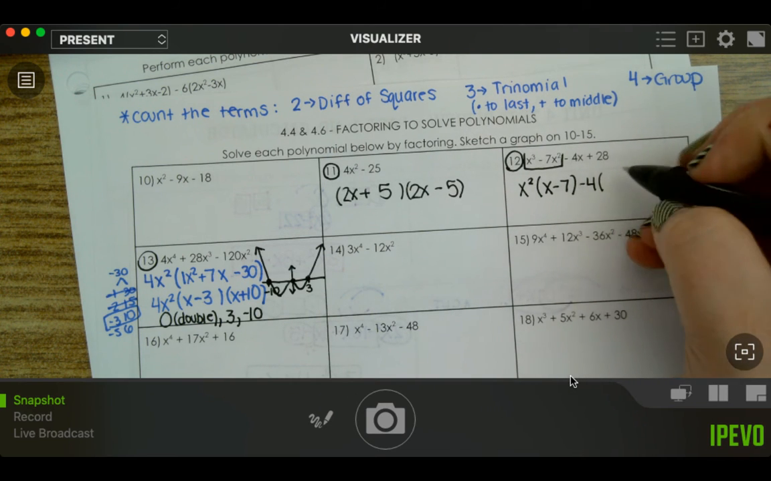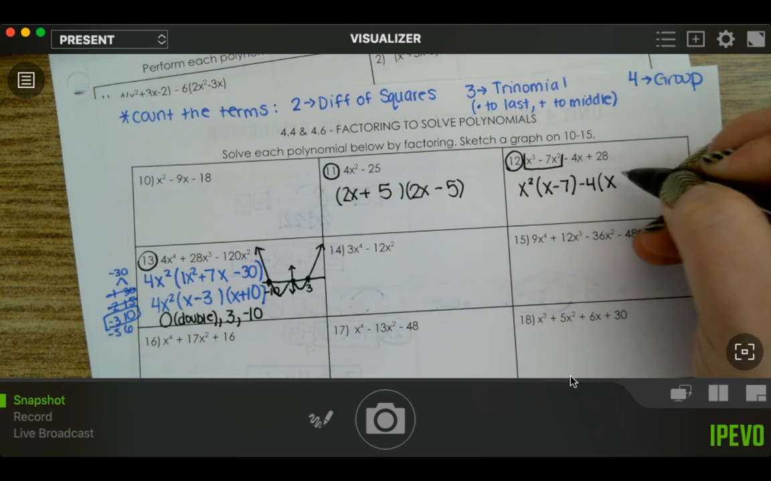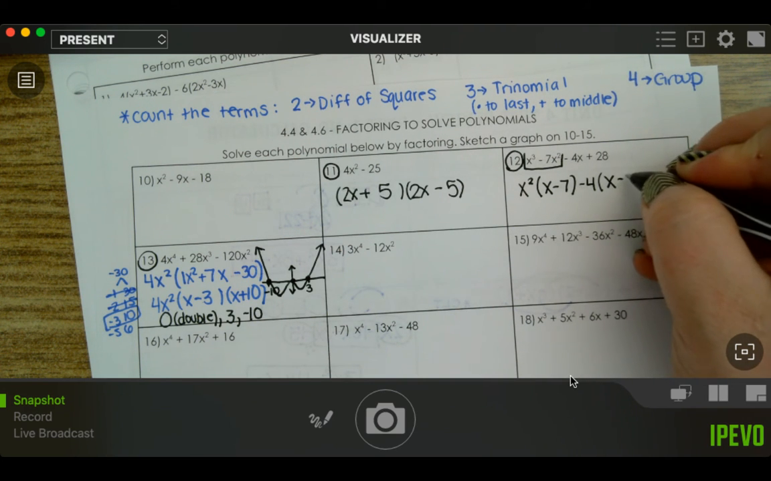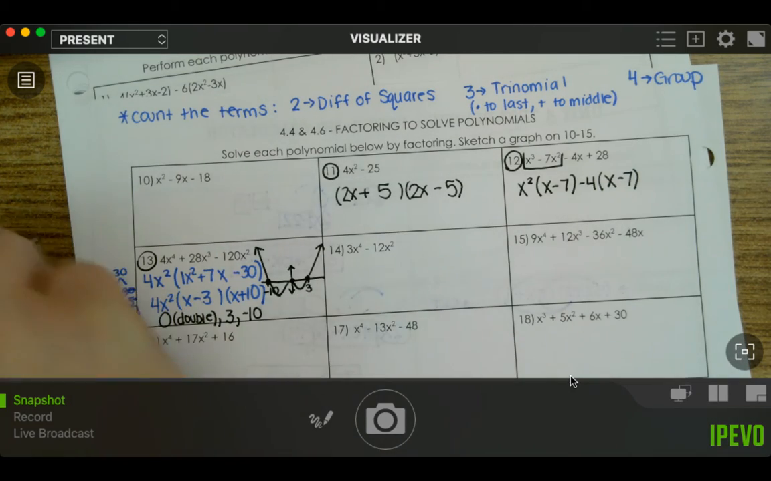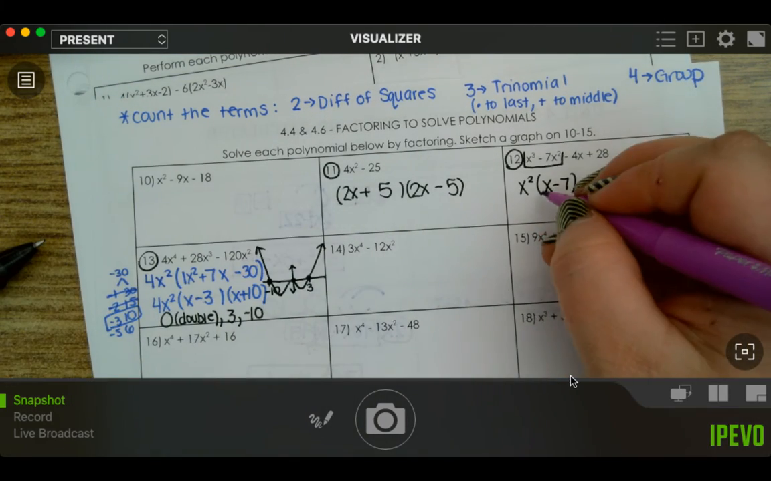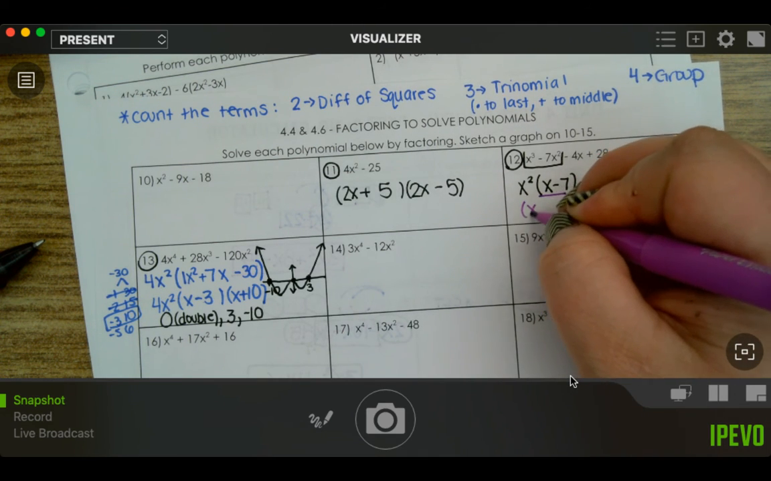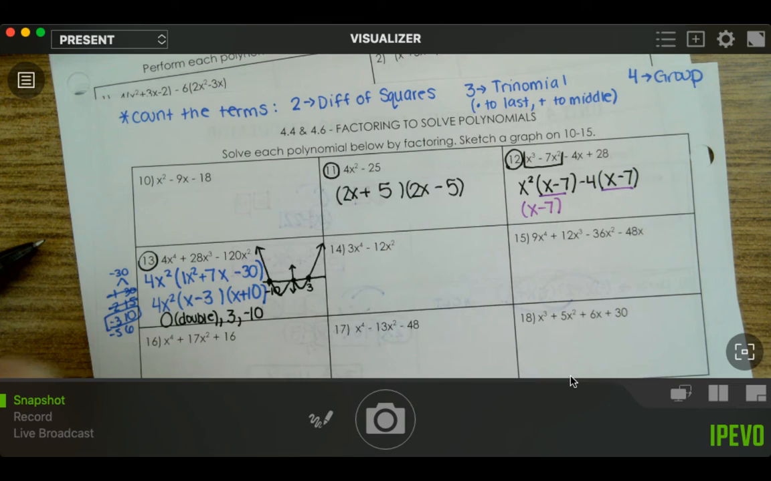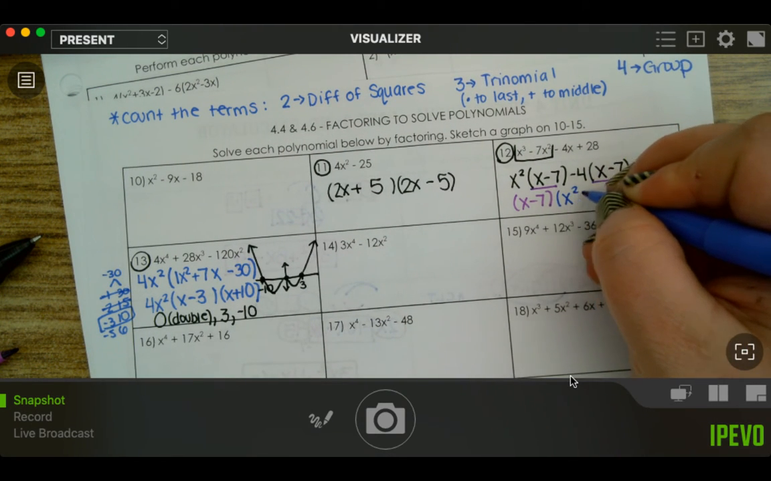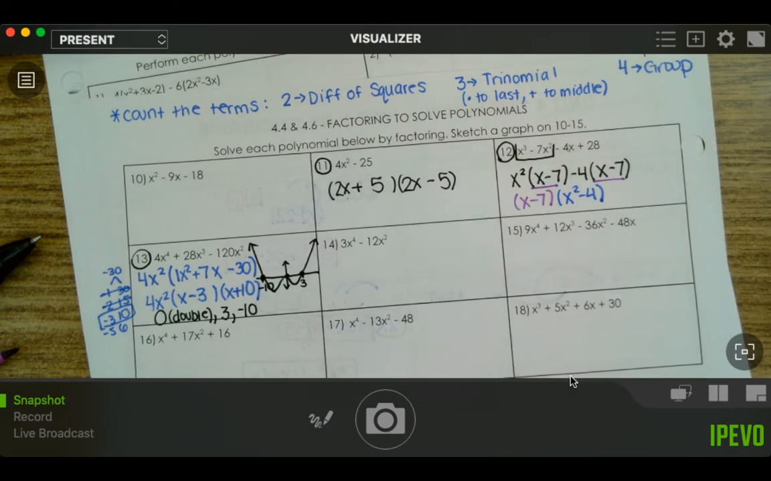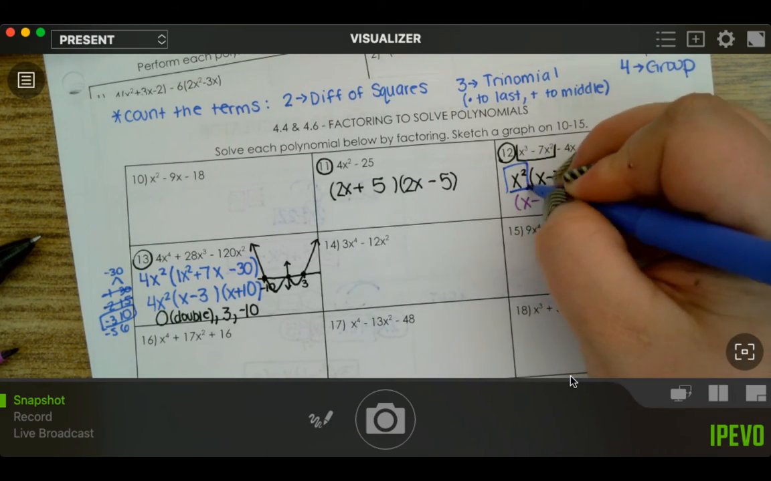And that leaves me with negative 4x divided by negative 4, which is just x. 28 divided by negative 4 is negative 7. And when you are factoring by grouping, you should find out that these two match. That is your first parentheses. And then you have the x squared minus 4, which comes from the outsides.